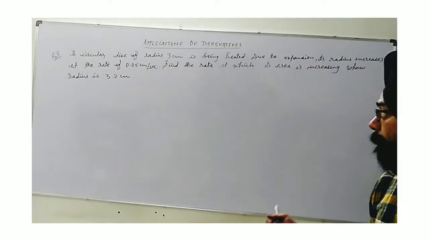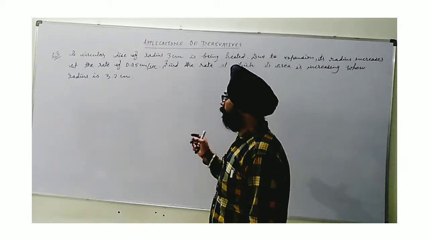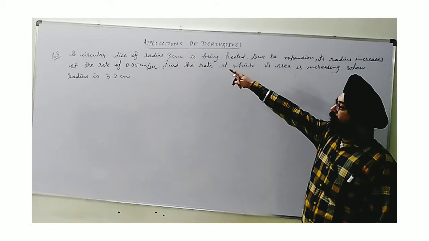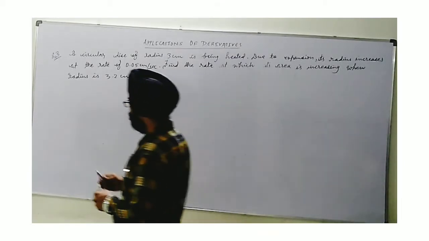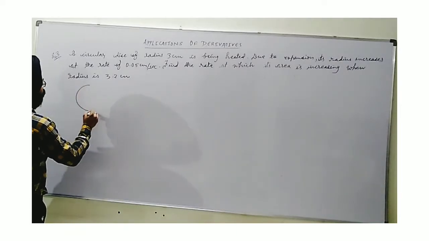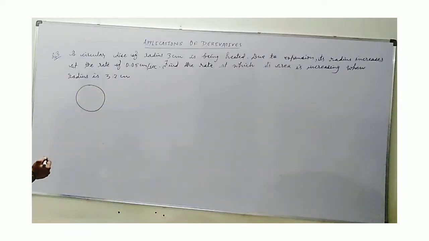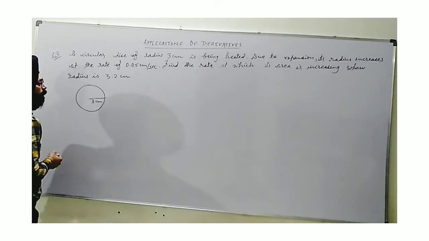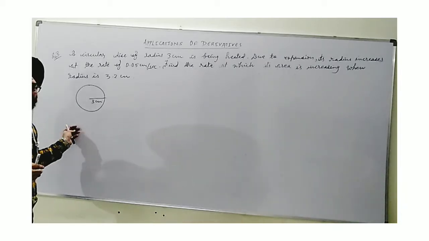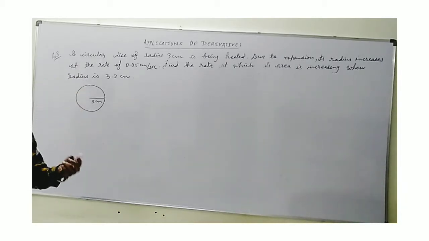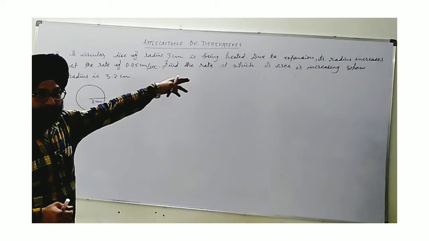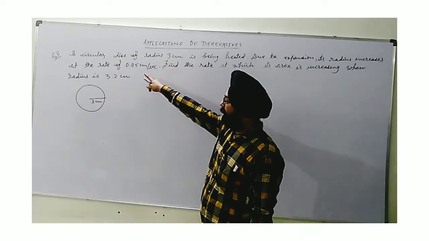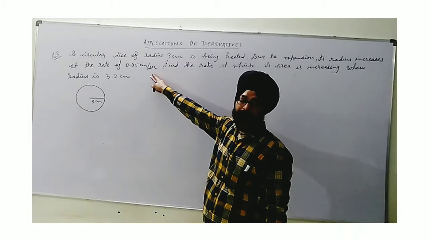As the next example, we have taken a question which is a bit different from the previous ones. A circular disc of radius 3 cm is being heated. Circular disc we are given of radius 3 cm, means in the beginning it is 3 cm. Obviously when we heat the metal, it's a circular disc, not mentioned, but still when it is heated, due to expansion, its radius increases at the rate of 0.05 centimeter per second.